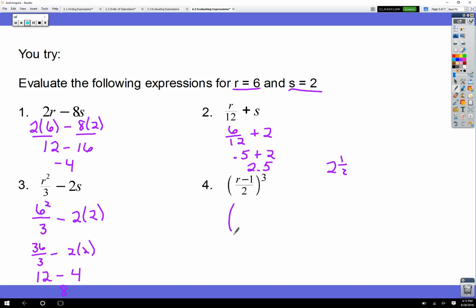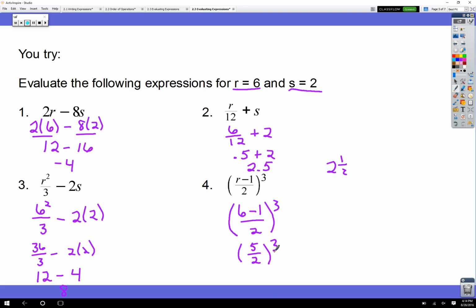Number 4, I'm going to keep my parentheses, 6 minus 1 over 2 to the 3rd power. Now I have to do what's inside the parentheses before I can raise it to the third power, before I can do the exponent. So I'm going to do what's on top first. 6 minus 1 is 5 over 2 to the third power.